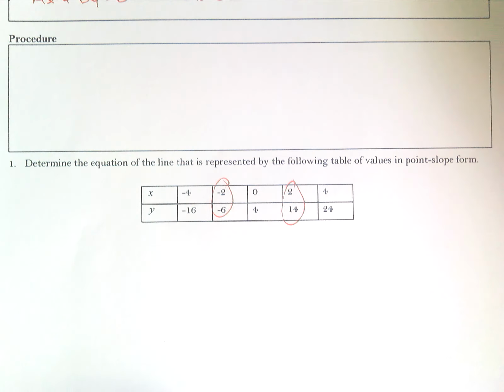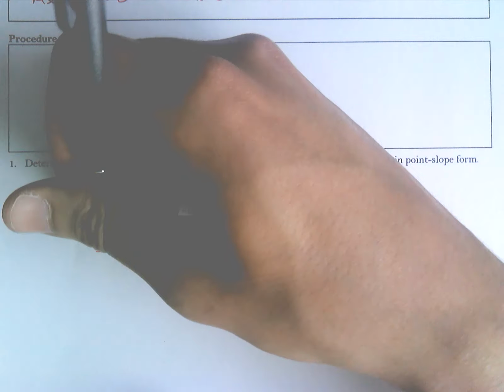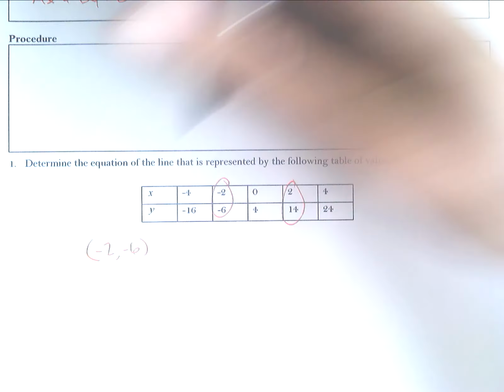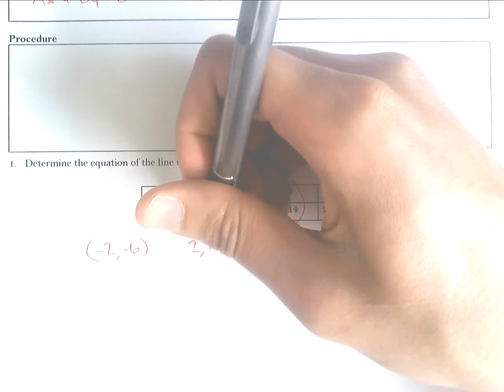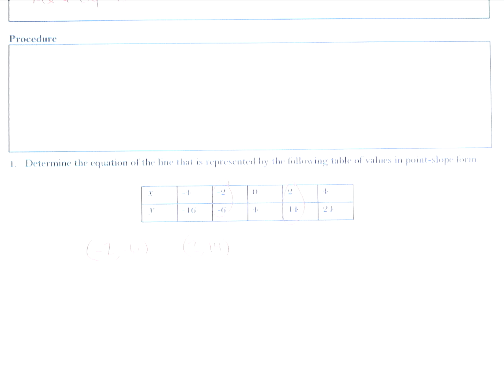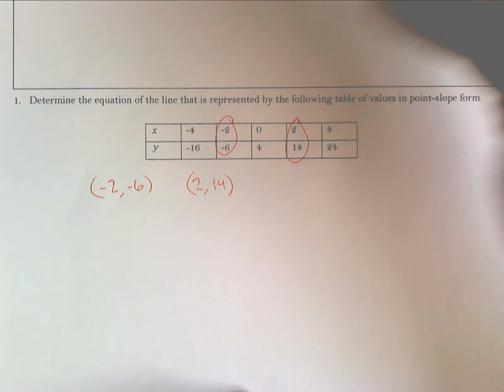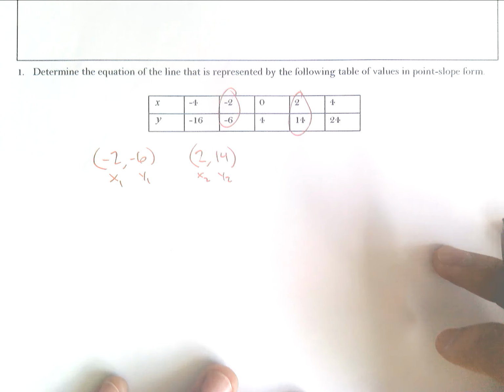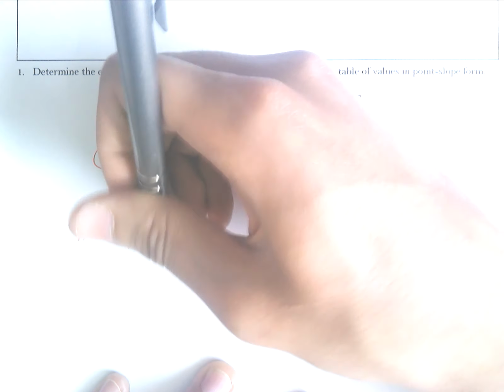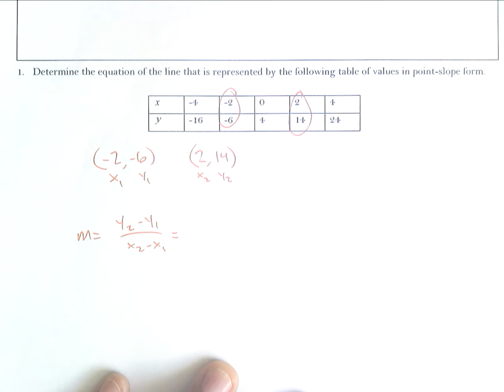So let's go ahead and write out each of those points. So we have (-2, -6) and we have (2, 14). Now this is exactly alike to objective 31. So let's label the points x1, y1, x2, y2. We're going to find the slope. So using our slope formula, m = (y2 - y1)/(x2 - x1), we can start plugging in our values.